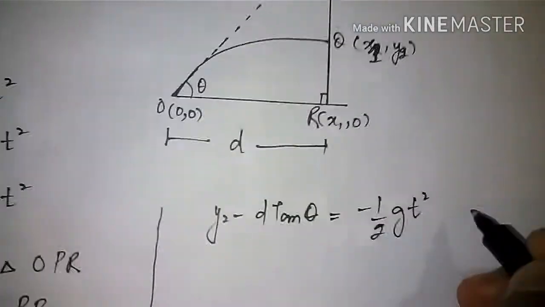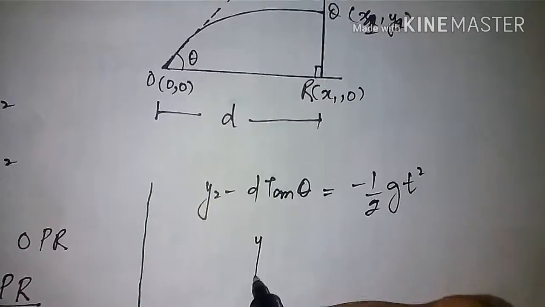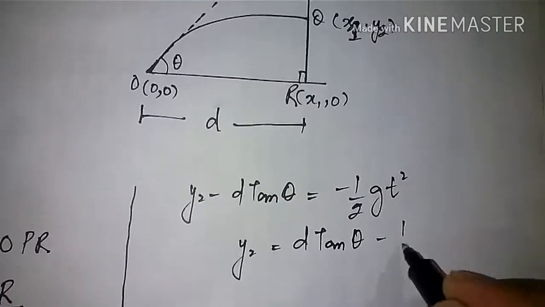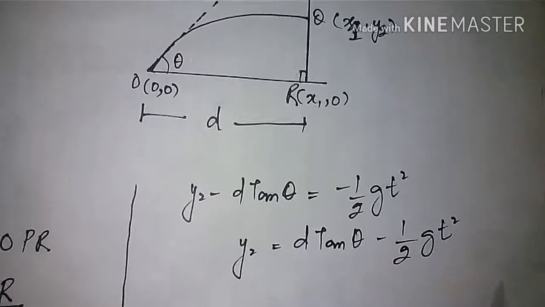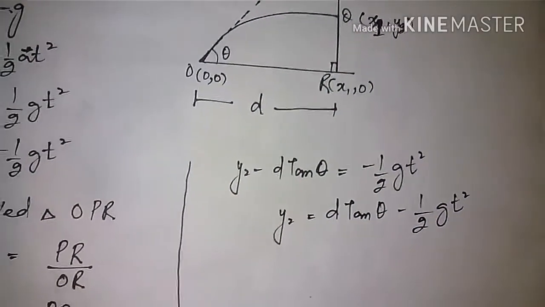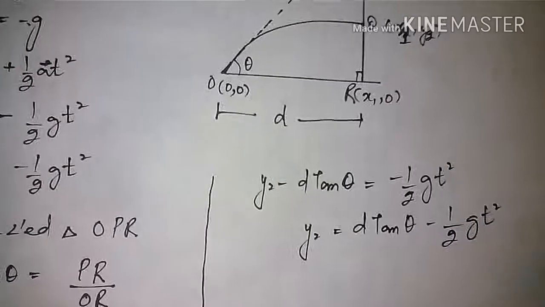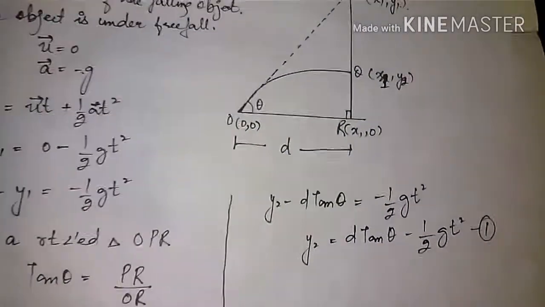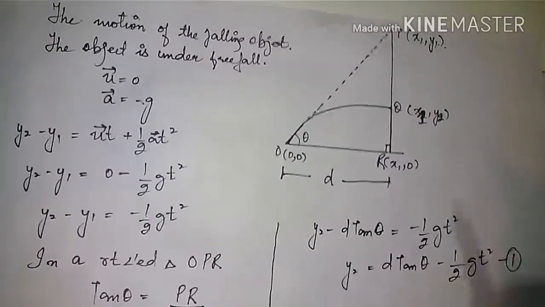All right, so far so good. So y2 equals d tan theta minus half of g t squared. All right, let's call this our equation 1. So far so good. We have analyzed the fall of our object.